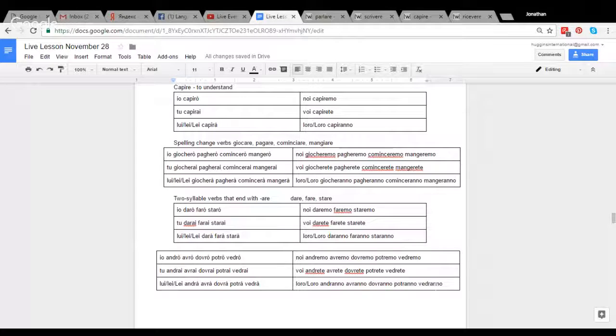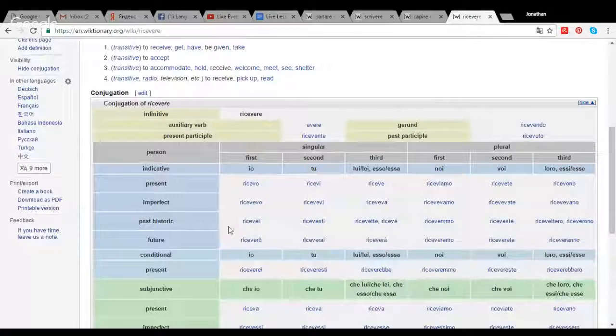So those are some of the things here. And you may want to compare this form with an example like ricevere, where the stress is not on that e of the ending. So if you look at ricevere in the future form here, it doesn't reduce. It keeps that e. So riceverò, riceverai, riceverà, riceveremo, riceverete, riceveranno. So you want to compare with this verb, to receive.